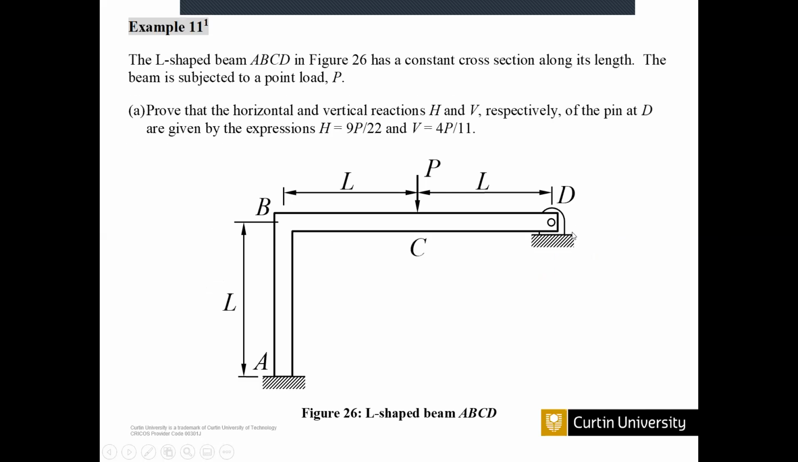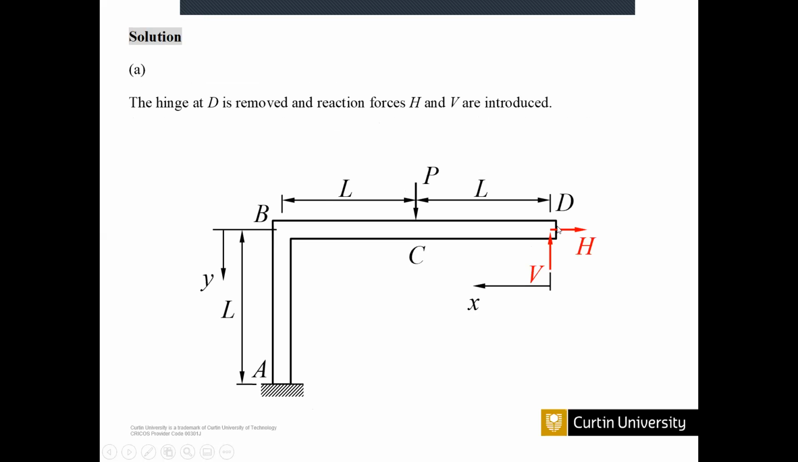Okay, because this supporting end has a vertical and a horizontal reaction, that's why we need to draw this kind of end. But if you introduce these reactions instead of that figure, you don't need to draw that one again. That means the hinge at D is removed and reaction forces H and V are introduced. So the same, equivalent thing will happen in here now.